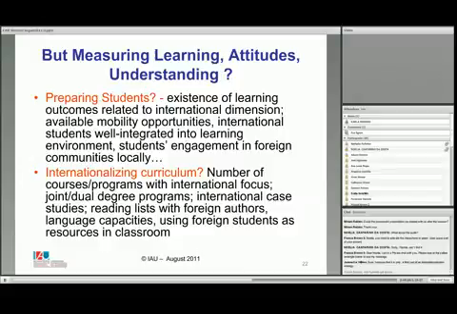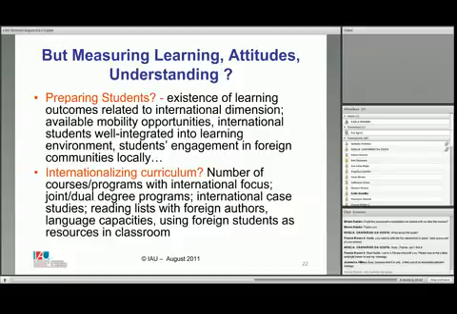So some of the indicators that we can look at is the existence, at the institutional level or at the faculty level, at the department level, of learning outcomes related to international dimensions. How many institutions, departments, faculties or schools have actually established such learning outcomes? Not too many yet.